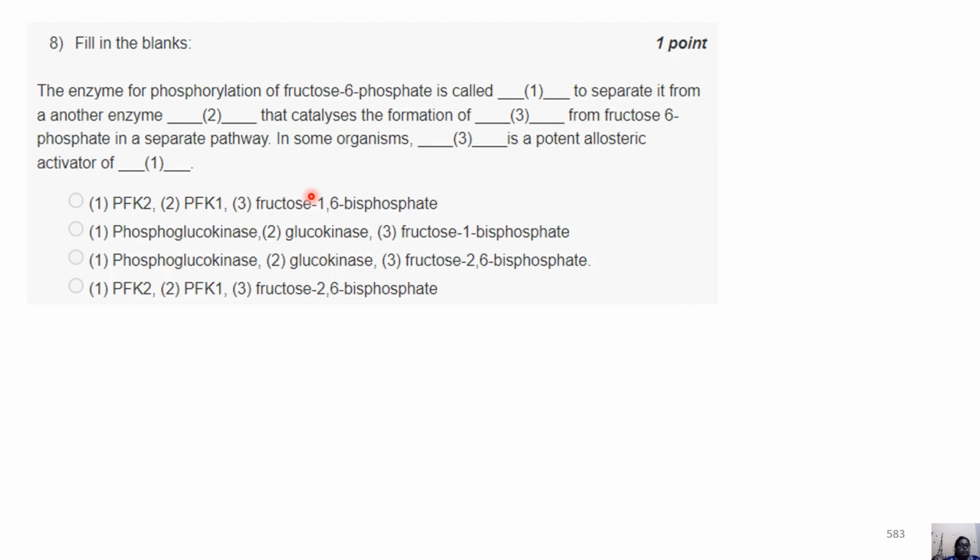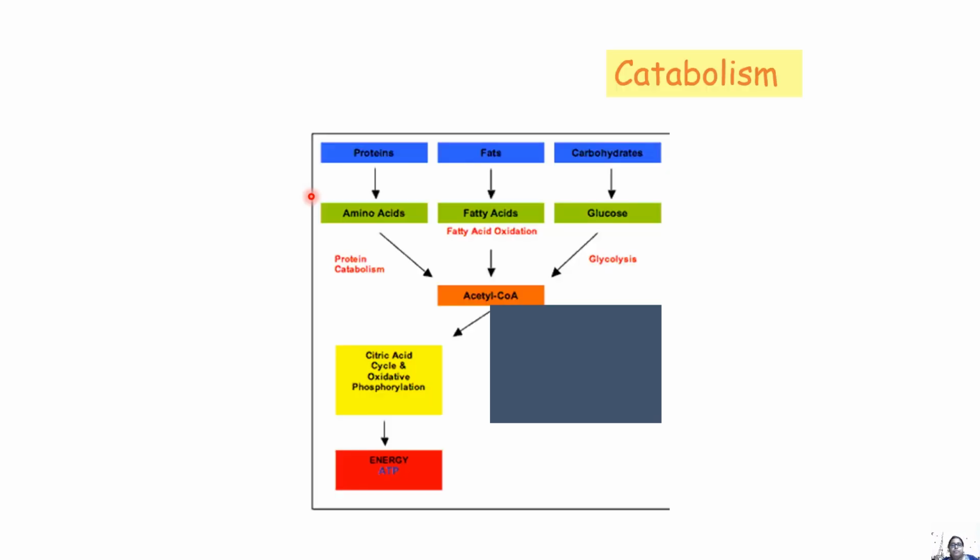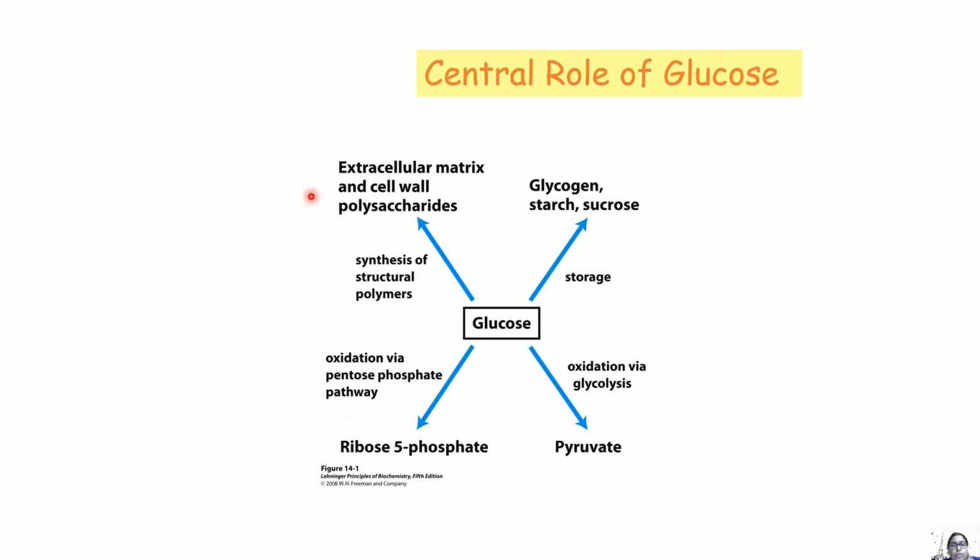Okay, so basically the answer will be PFK2, PFK1, fructose 2,6-bisphosphate. Okay, so if we go through the process, let's start with the central role of glucose. The central role of glucose is that from one molecule, many things can arise. It can give rise to storage forms: glycogen, starch, sucrose; oxidation by glycolysis to give pyruvate; oxidation by the pentose phosphate pathway to give ribose 5-phosphate; and synthesis of structural polymers, extracellular matrix, and cell wall polysaccharides.